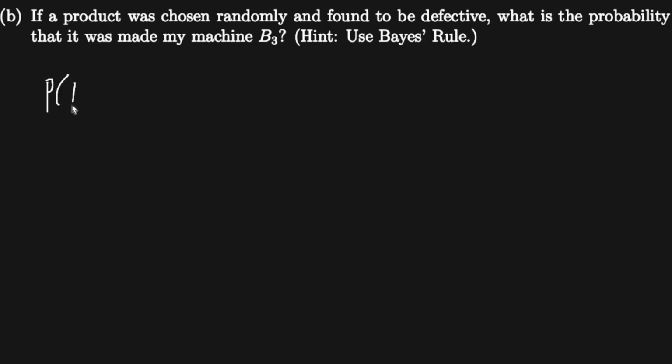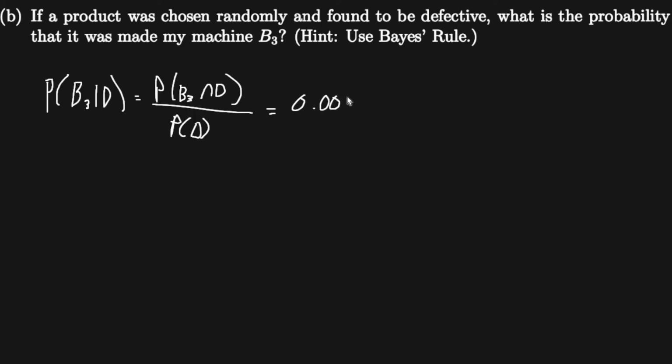So here we have part B, which is the probability of machine B3 given that it is defective D, which is equal to the probability of B3 and D over the probability of D, which is equal to 0.005 over what we got with the last problem, 0.0245, which is equal to 0.204.